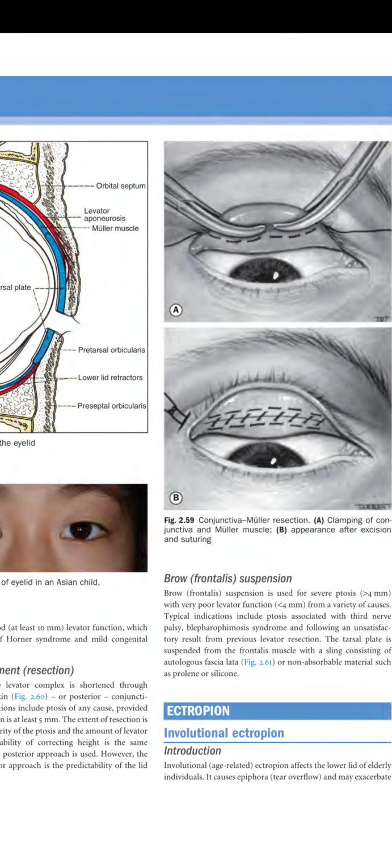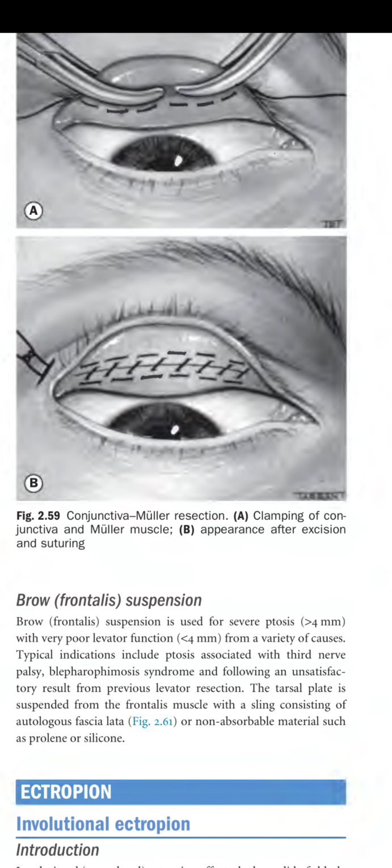Next is the brow or frontalis suspension. It is used for the procedure in which there is poor levator function and severe ptosis. So how does it work? You know that the frontalis muscle can also elevate the lid. So what you do is you use that function of the frontalis to elevate the lid. You tie it with the tarsal plate, and whenever the frontalis muscle moves, with that movement the lid also moves.